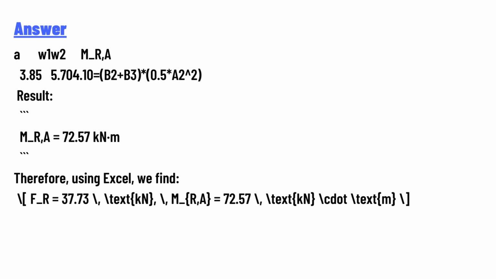Therefore, using Excel we find Fr equals 37.73 kN, Mr,A equals 72.57 kN·m.